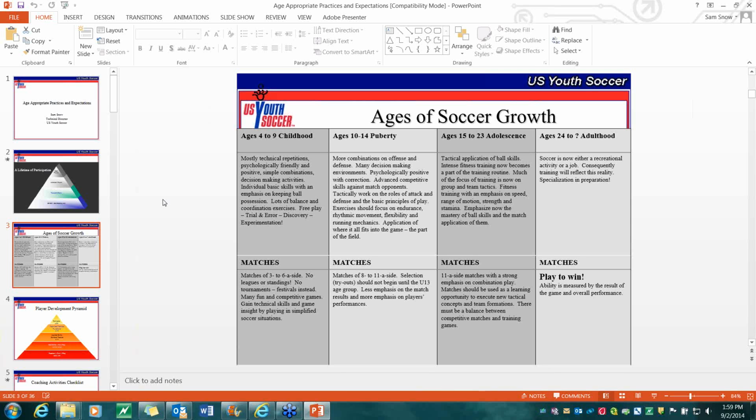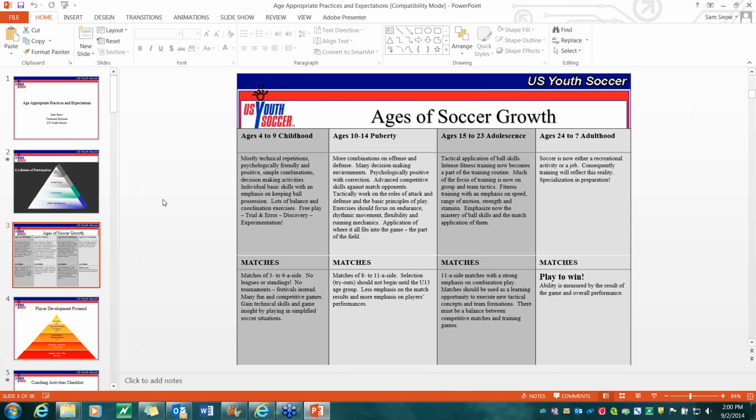So you see in that first far left-hand column, the row across is the training environment and some of the things that we would be looking for. This is not an exhaustive list on any of it, but it's all just some general markers for us to look at as to what do we want in that training environment. And then you see below that where it says matches, and these are some of the things that we're looking for in regards to their game day environment, in matches that they play and how we organize and set those up.